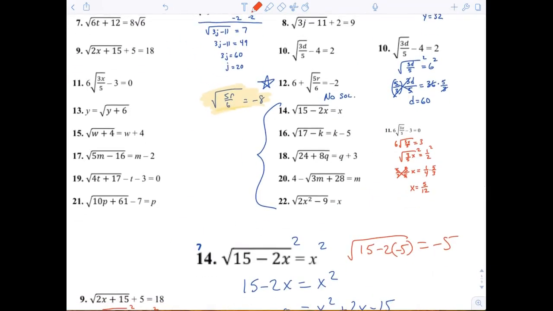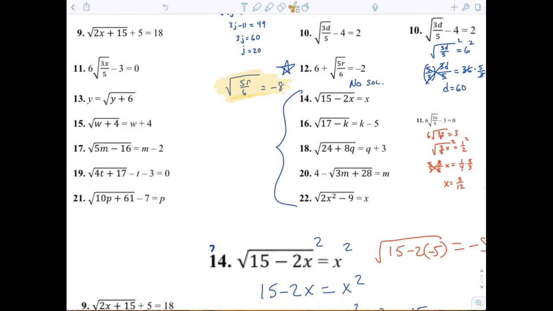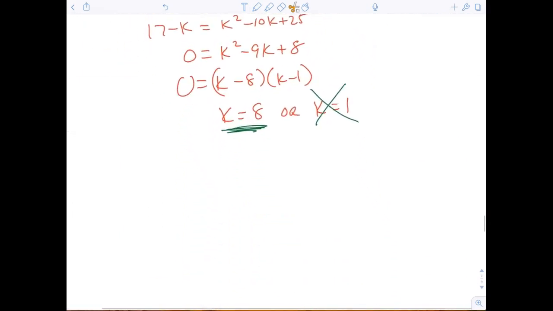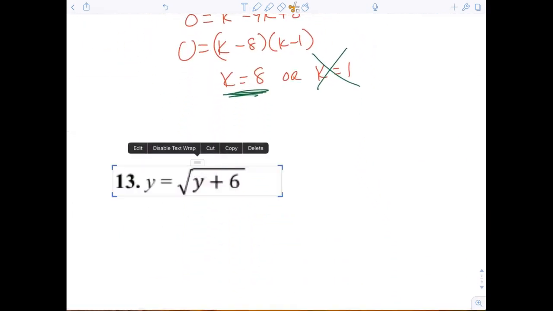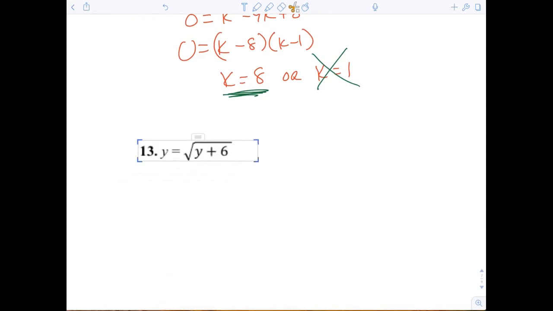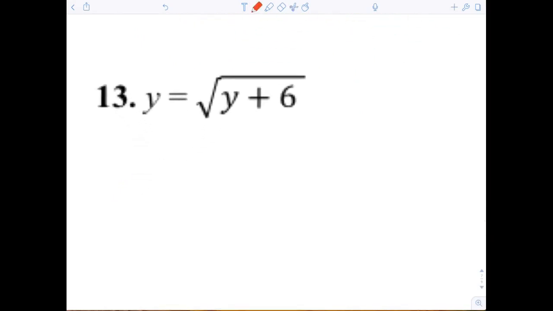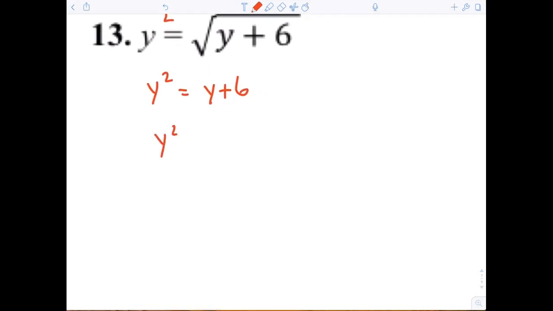All right, let's find 13 now. Okay, 13 is where we start getting into a little bit harder because it's a quadratic. So let's see if you remember what I mean. Okay, what do I have to do to both sides, guys? So y squared equals y plus 6. Because it's a quadratic, I got to set it equal to 0. Now what do I have to do? Factor. So what do I got?